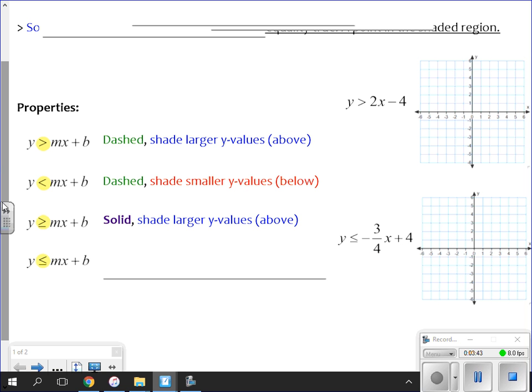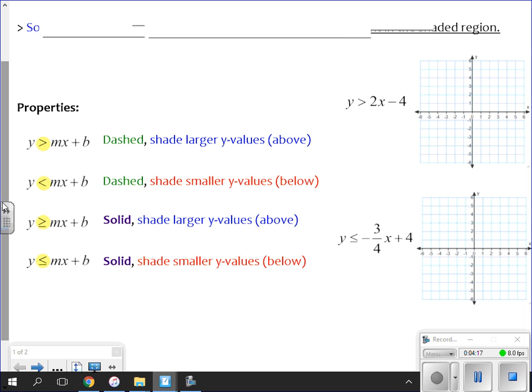If I have y is greater than or equal to, and this is where it gets important what you're paying attention to, I do have a solid line because it's "or equal to," y can be those values. And then the last one is y is less than or equal to, a solid line shaded below.